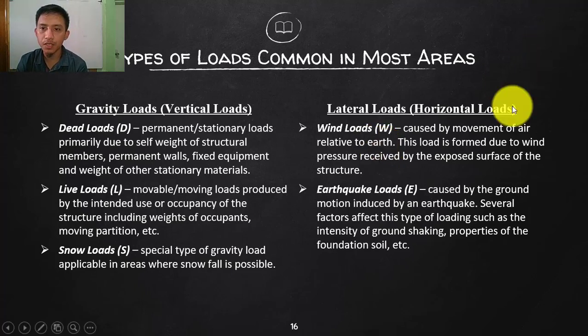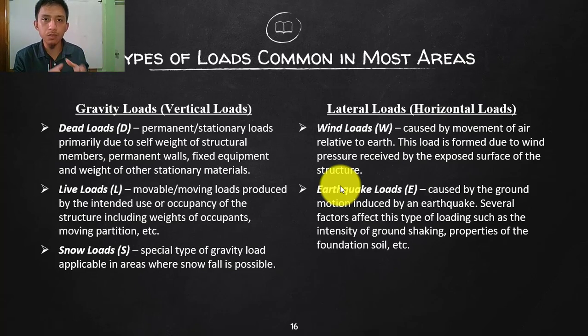Wind load is caused by movement of air relative to the earth. This load is formed due to wind pressure received by the exposed surface of the structure. The amount of this load depends on the surface area of the structure that is exposed to the wind. Wind comes as a pressure, and whatever pressure is caught by the area will be converted into a force. That is the lateral load from the wind.